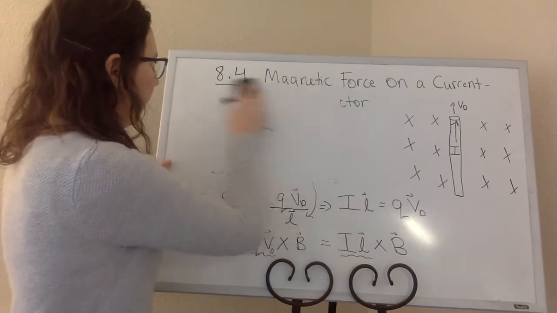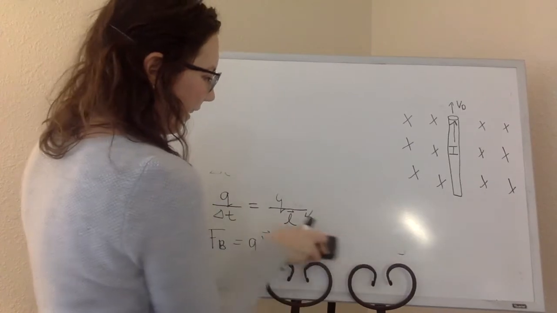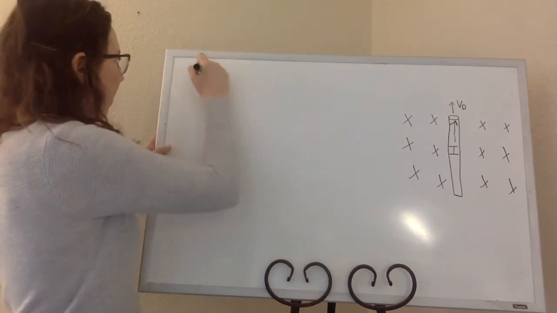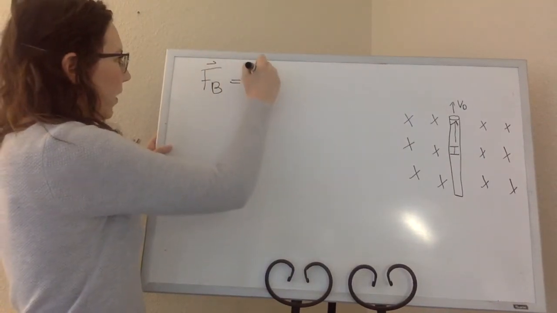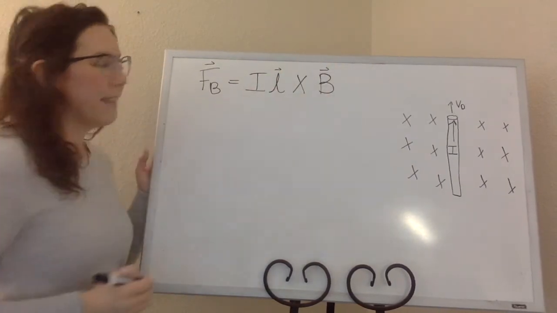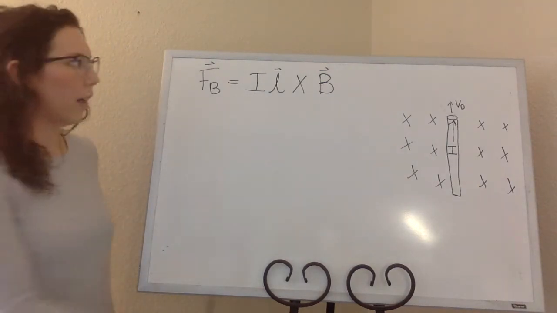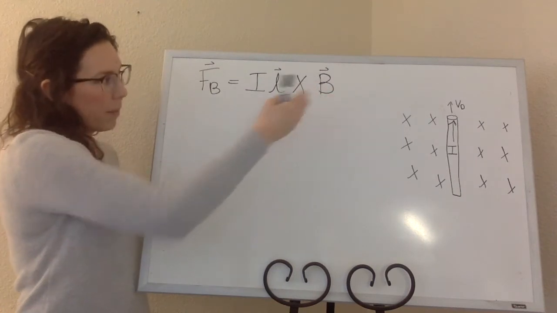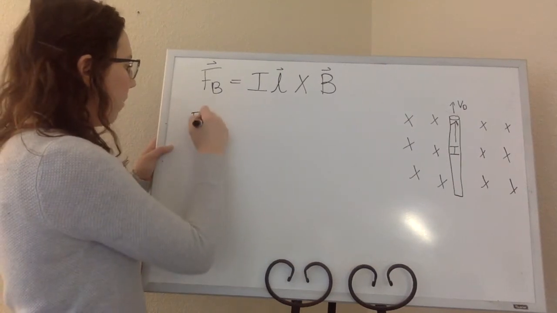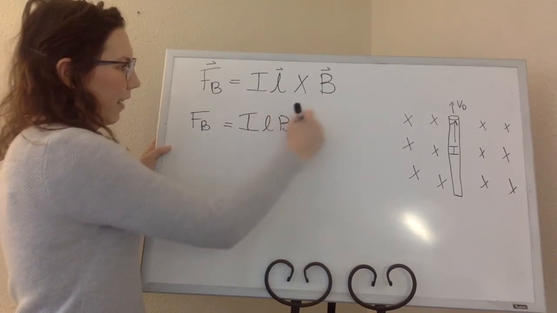So let's look at that a little bit further. We had FB equals IL cross B. So this is the current, which is a scalar quantity, multiplied by the cross product of vectors L and B, the magnetic field. And so we can write this in magnitude form. The magnitude of the magnetic force will be ILB sine theta.